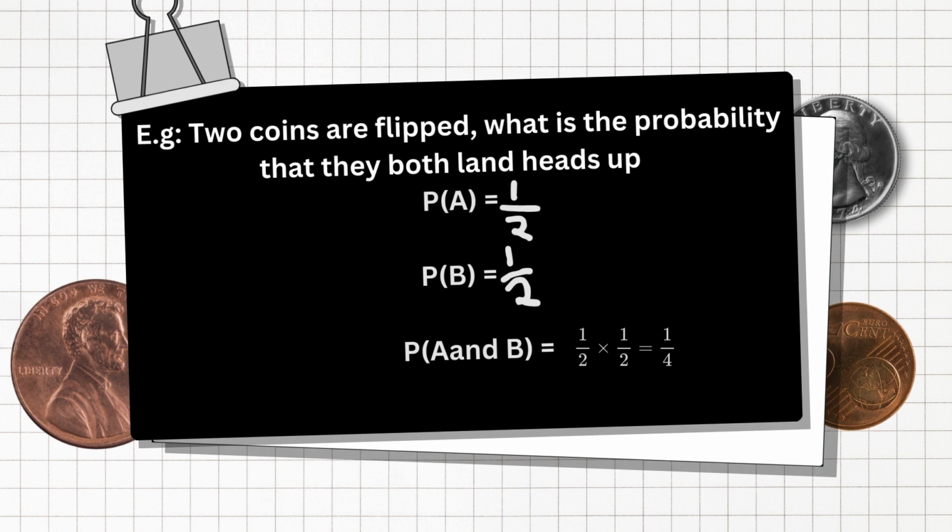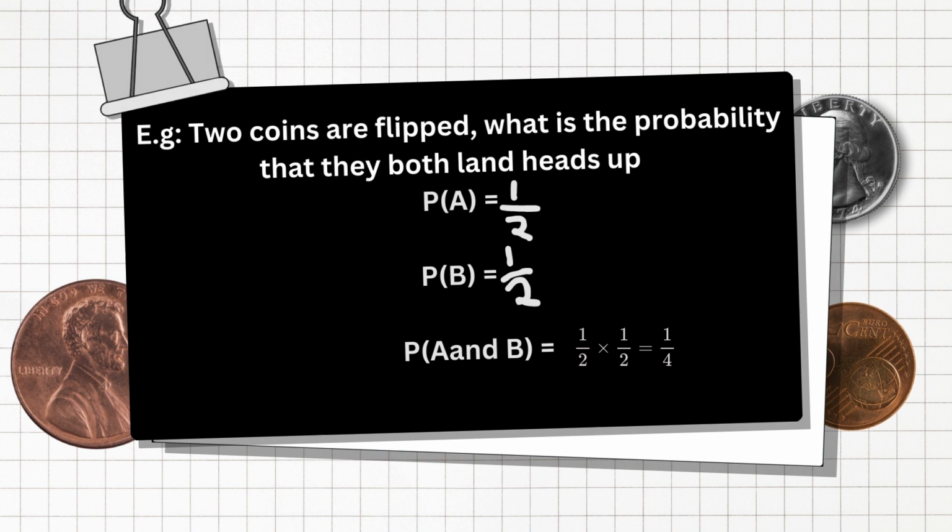It says that 2 coins are flipped. What is the probability that both land heads up? Now, if I flip the first coin, the outcome that I get does not affect flipping the second coin. If I flip the first coin and I get a head, it doesn't affect it when I flip the second coin. So these two events are independent. So the probability of getting a head in event A is 1 over 2. And the probability of still getting a head when I flip the second coin, which is event B, is also 1 over 2. So the probability of getting A and B is 1 over 2 times 1 over 2, which is 1 over 4.